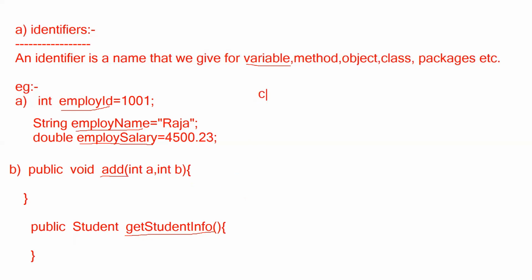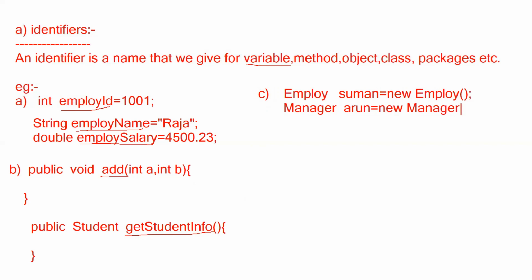And if I take objects, how do you create an object? For example, Employee suman = new Employee. The same way here, Manager arun = new Manager. Now these are the objects. Suman and Arun are the objects. Suman is an employee, Arun is a manager. That's how we can identify them here. These are the objects.